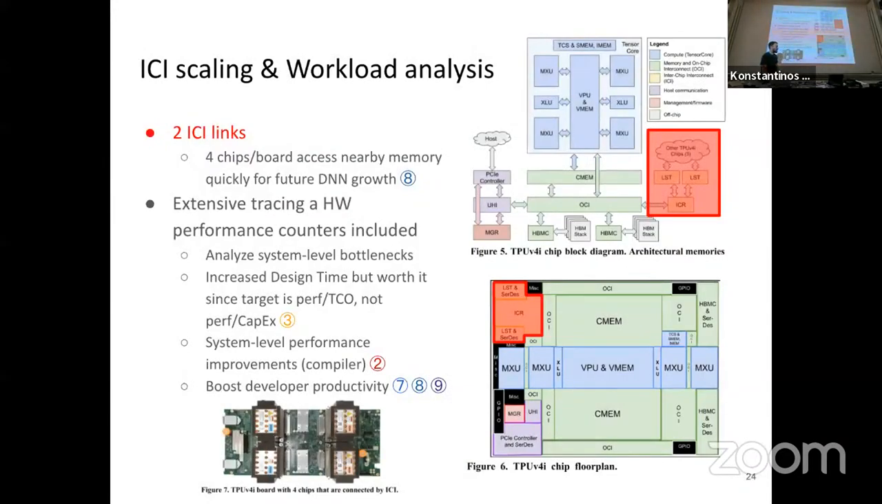And finally, we've got ICI scaling. In order to facilitate future expansions, the team has also included this ICI link, which is the interchip interconnect, which allows four chips to be connected together and exchange information extremely efficiently. Again, this is regarding rule number 8, where you can fit larger and scaling DNNs in the future onto the chips without an issue. And finally, they also included quite a few performance counters. Those are mainly for optimizing and tuning the compilers even further and facilitating the developers' work.